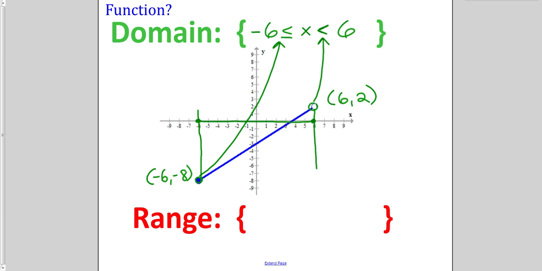Now let's do the same thing and look at our range. So here, we go from -8 up to +2. So our range is between those two values. So -8 to +2. And once again, we've got the closed circle on -8, so we're going to say greater than or equal to -8. But an open circle on 2, so we're just going to say y is less than 2.